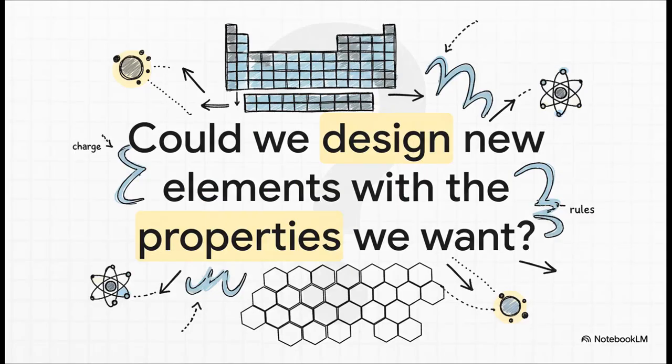So the periodic table isn't just a random collection of facts after all, is it? It's a system. A beautiful, predictable set of rules that all stem from one core idea, that effective nuclear charge. And it leaves us with a really fascinating thought. If we understand these rules so well, if it's all this predictable, could we one day move beyond just discovering new elements and actually start designing them with the exact properties we need?